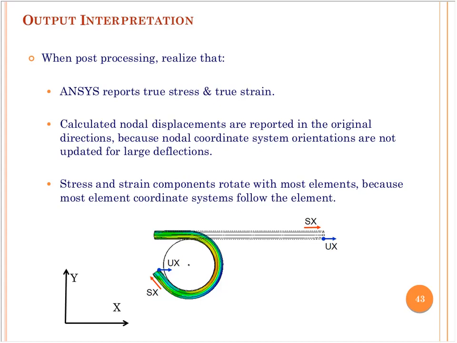Another important thing to keep in mind, especially when you are looking at the results in the element coordinate system, is that the element coordinate system rotates along with the geometry. For example, in a large deformation such as rolling of a rod into a circular arch, the results are reported in the element coordinate system, not in the original coordinate system. However, the nodal coordinate systems are not rotated, so you can still interpret the displacement in the global Cartesian coordinate system.